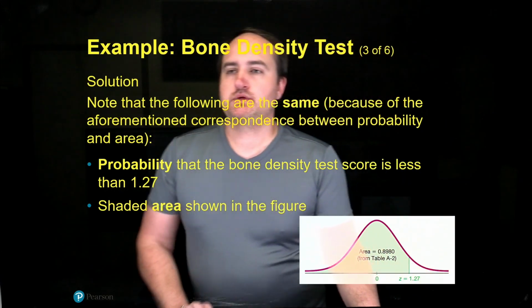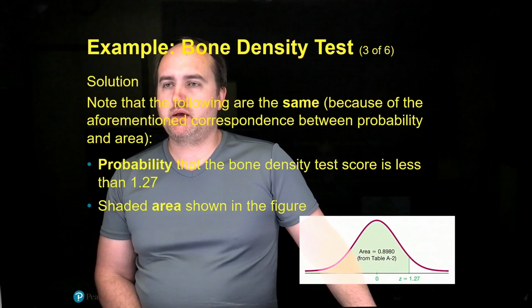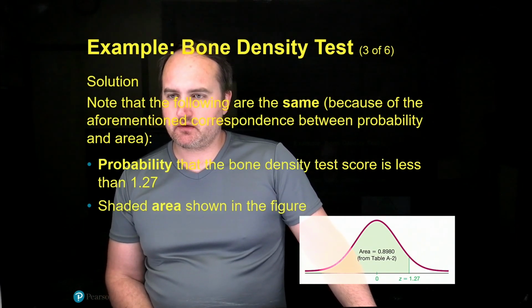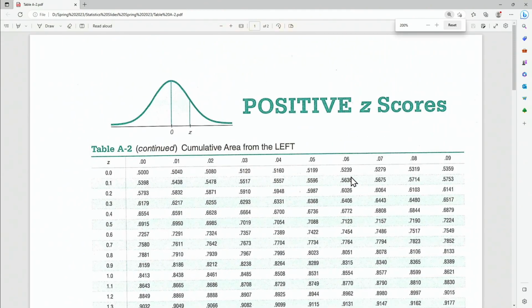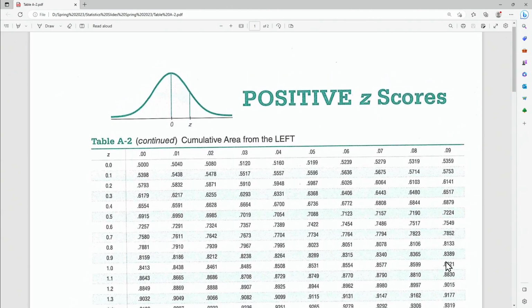Let me open up table A2 so we can take a look at it during the video. Let me zoom in and get rid of the camera here. As you can see, this is something that you'll be able to download in this week's module if you're in my online course. It says table A2, and it's a PDF file. Table A2 represents cumulative area from the left, and it's made up of 2 pages.